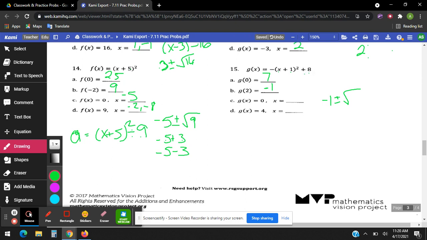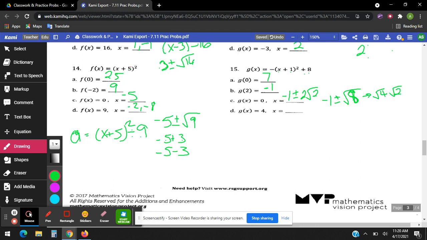We do have this negative over here, so we are going to have just 8. So that negative is taken into account because it's flipped over. And so, positive 8. And so now we can actually simplify this to negative 1 plus or minus 2 square root of 2, right? Because 8 can be broken up to the square root of 4 and the square root of 2. And so we leave it just like that.